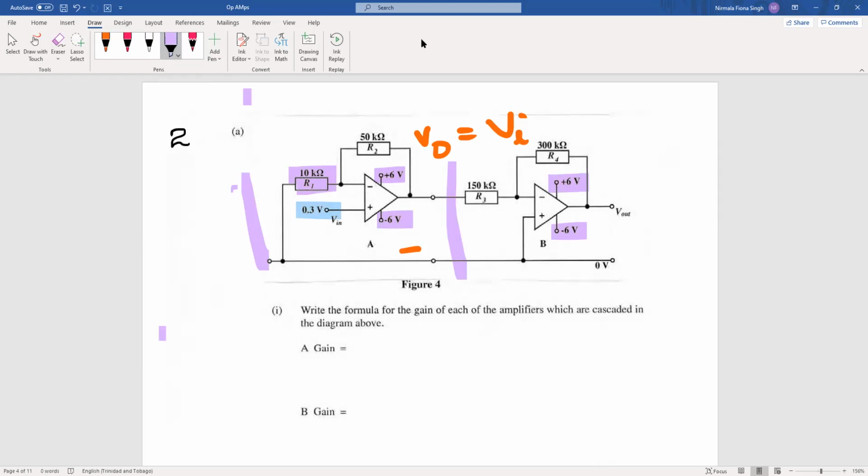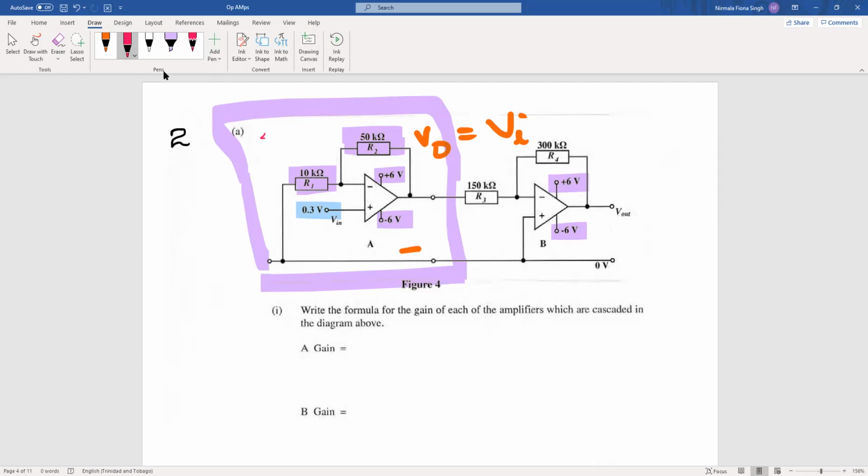We have the input resistor of our first amplifier, amplifier A. Let's look at amplifier A to start with. Our feedback resistor will be 50 kilo ohms. Automatically, we could already work out our gain: 50 divided by 10. We know our gain in our first circuit is going to be 5. Easy peasy.